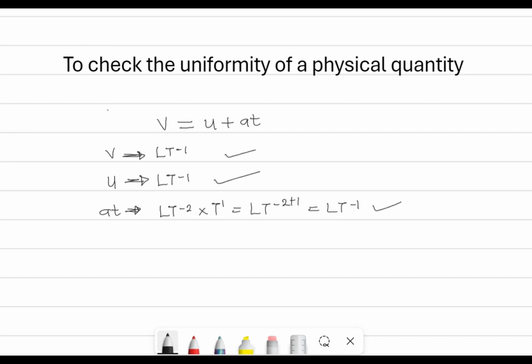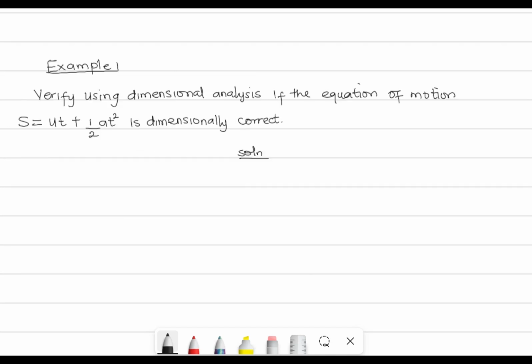That tells you that this relationship has passed a dimensional test. Then you use the equation to give you the right answer. So one of the tests a formula undergoes is the test of dimension. Let's take an example on this. Look at this example: verify using dimensional analysis if the equation of motion x equals ut plus half at square is dimensionally correct.